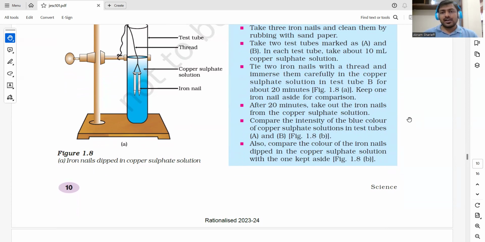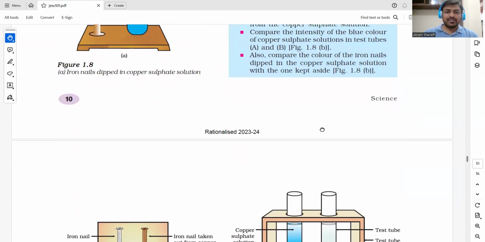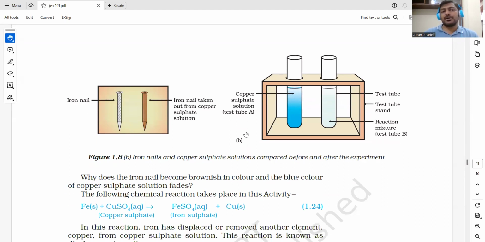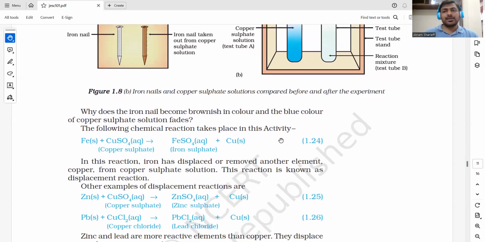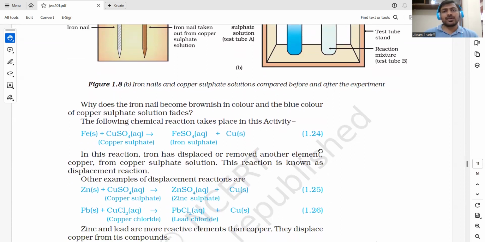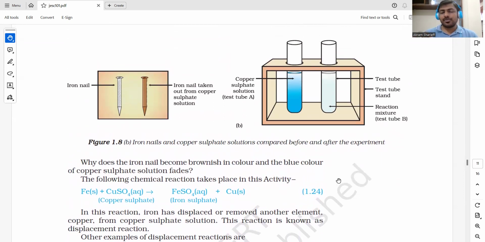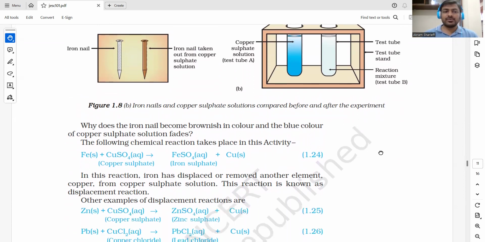Also compare the color of the iron nails dipped in the copper sulfate solution with the one which was kept aside. So what has happened? We'll see here. See the iron nail kept out from the copper sulfate solution. Is it not almost brown in color? So what has happened to that iron nail, we are going to see now. Why does the iron nail become brownish in color? And the blue color of the copper sulfate solution has completely faded in test tube B. The solution, which was blue, is no longer blue. It has faded. So what has happened? We are going to see here.